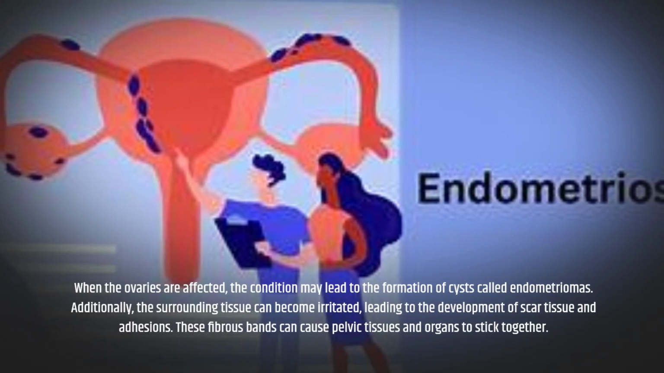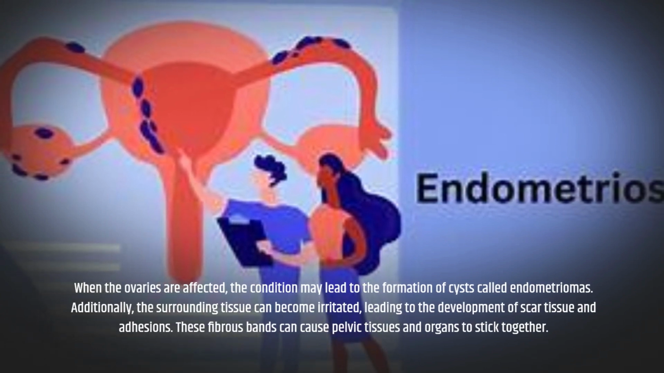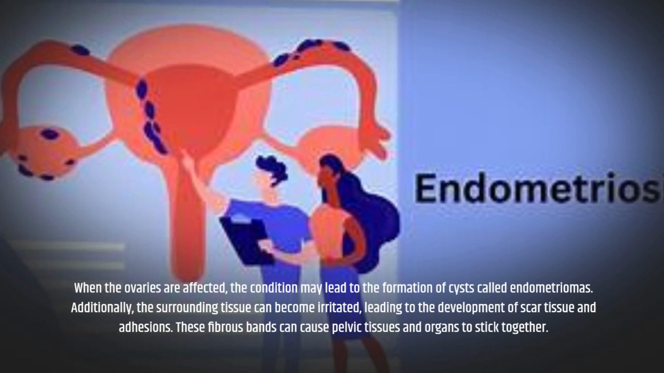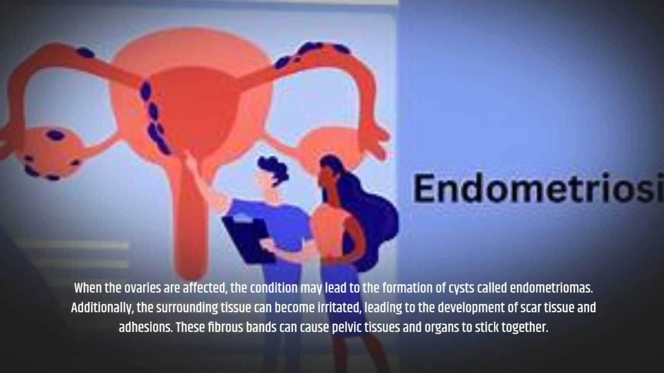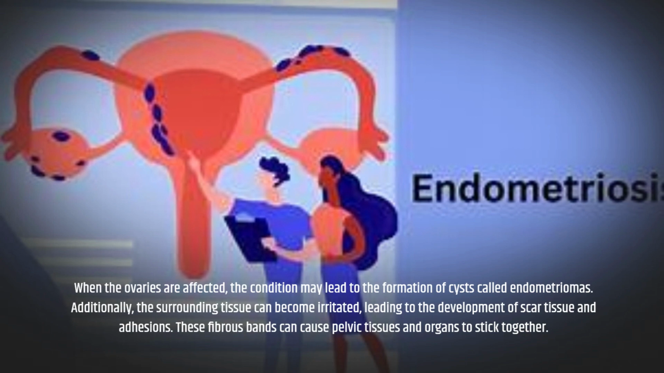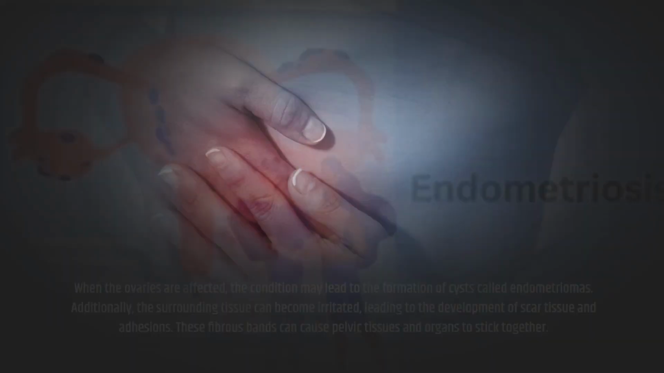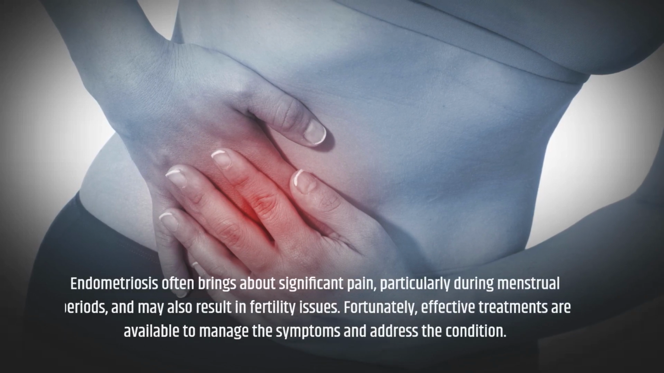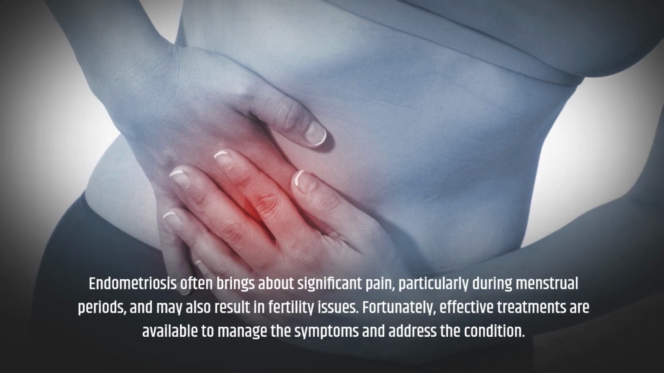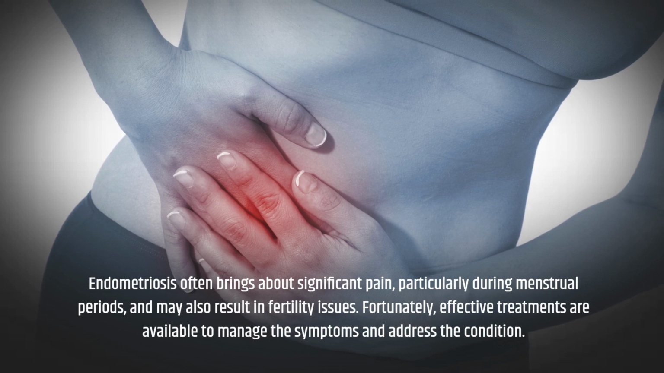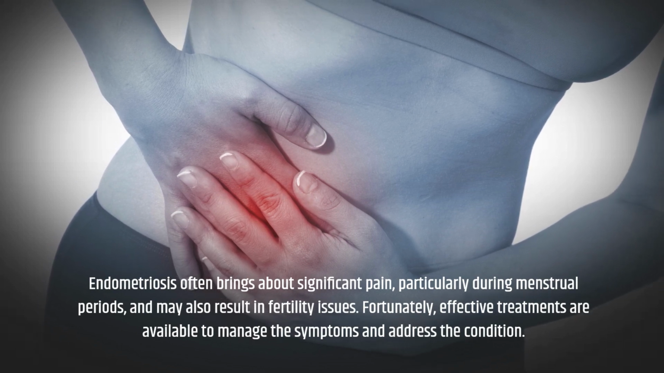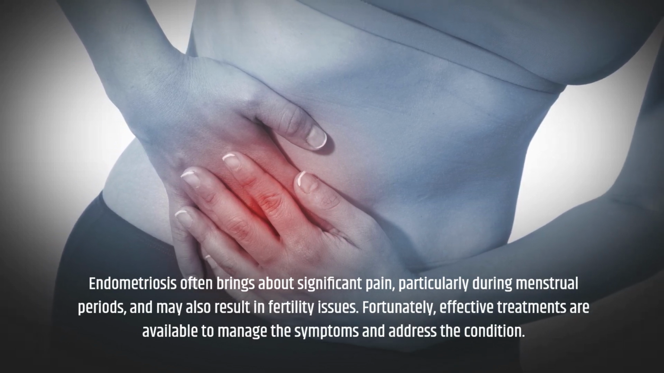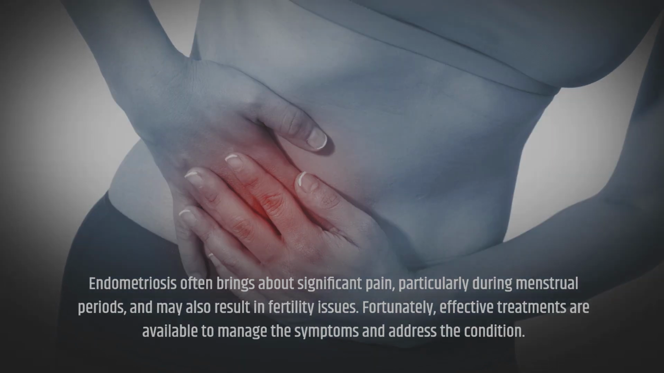Additionally, the surrounding tissue can become irritated, leading to the development of scar tissue and adhesions. These fibrous bands can cause pelvic tissues and organs to stick together. Endometriosis often brings about significant pain, particularly during menstrual periods, and may also result in fertility issues. Fortunately, effective treatments are available to manage the symptoms and address the condition.